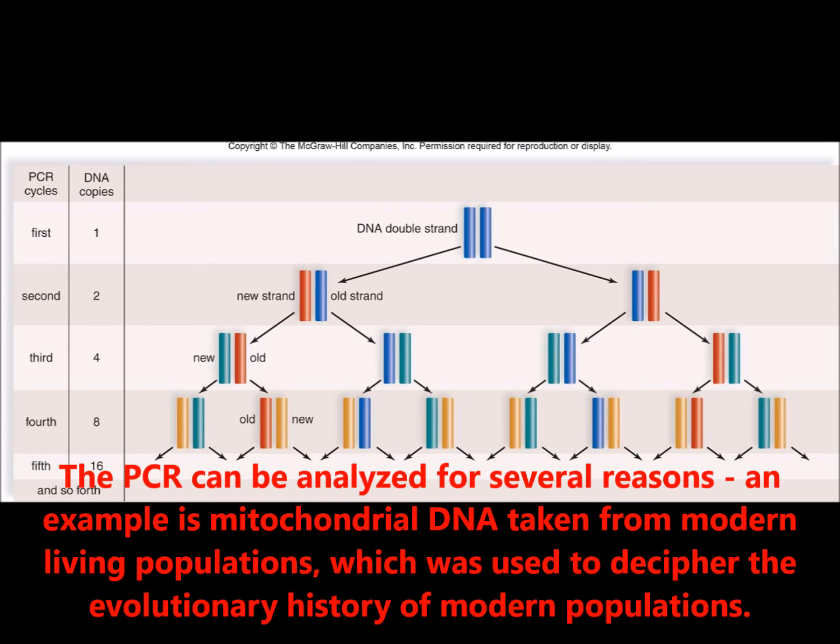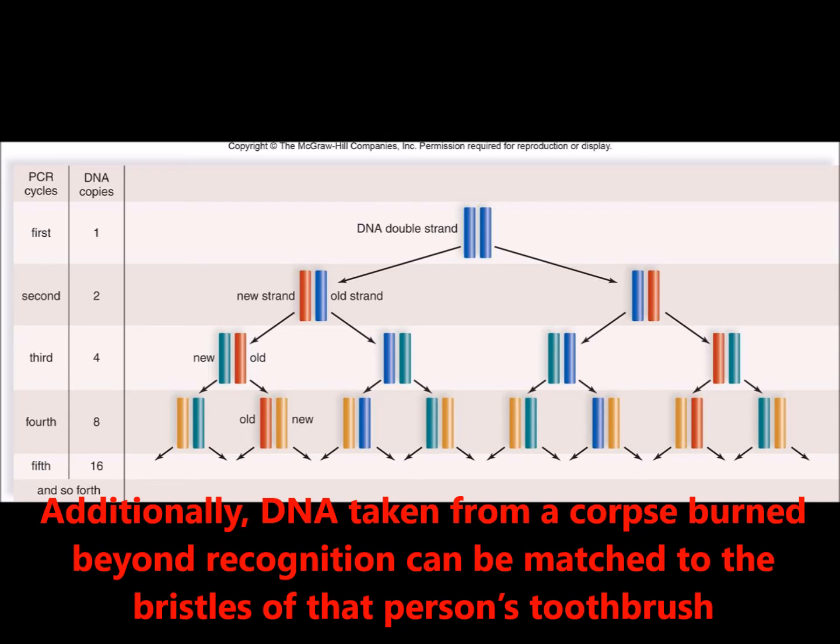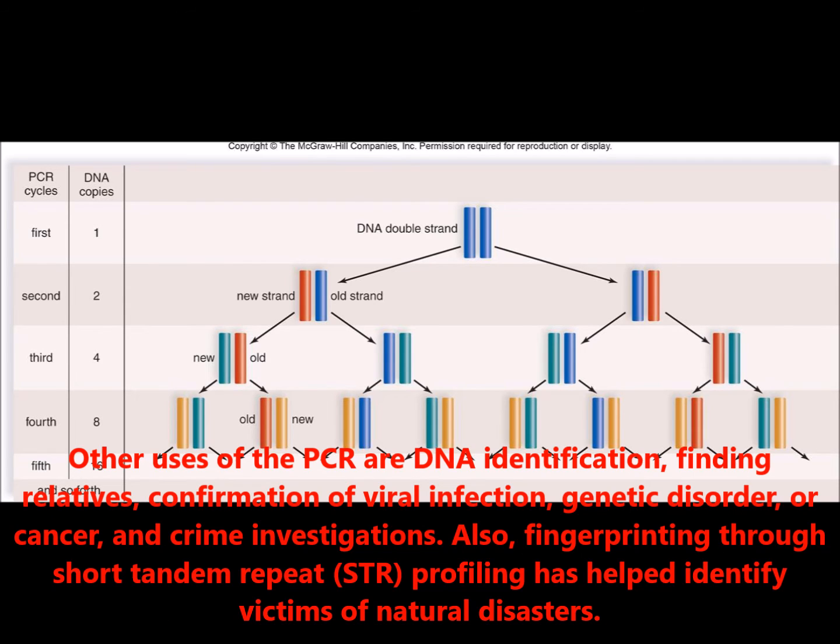The PCR can be analyzed for several reasons. An example is mitochondrial DNA taken from modern living populations, which was used to decipher the evolutionary history of modern populations. Additionally, DNA is taken from a corpse burned beyond recognition, and it can be matched to the bristles of that person's toothbrush using the PCR.